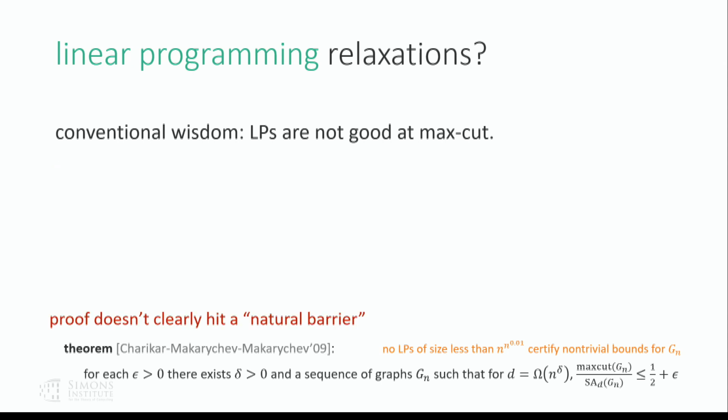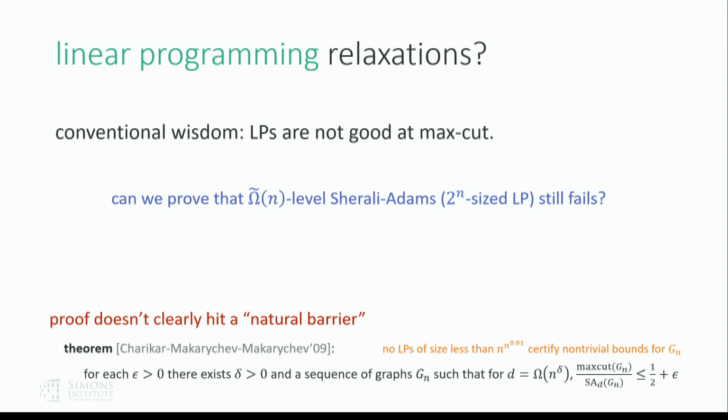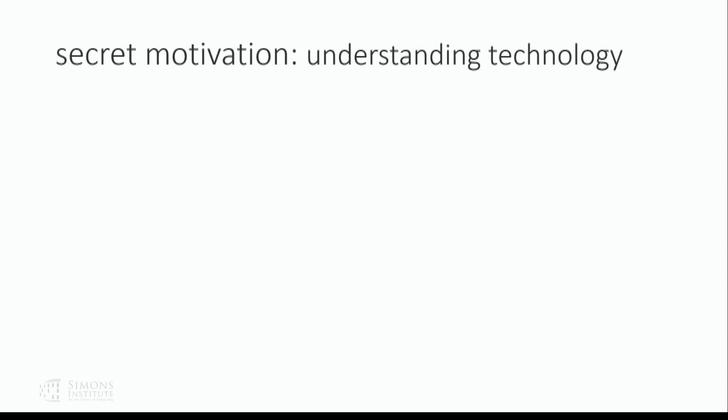Okay, and one thing about this proof is that if you look at it, it doesn't clearly hit a natural barrier. Like it's not clear why sub-exponential size should be the correct answer. And you think, well, we know of cases where there's a truly exponential separation between LPs and SDPs, right? So the question is, is there a truly exponential separation between LPs and SDPs for max cut? That is, can we prove a linear round or linear degree Sherali-Adams lower bound for max cut? Even for this sequence of graphs, maybe. Okay, so that's one motivating question.